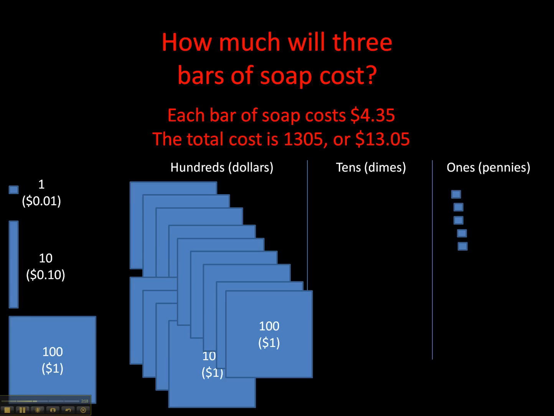Here's what I got. Each bar of soap costs $4.35. The total cost is 1,305 cents. That's what's represented here with my base 10s, or in other words, $13.05.